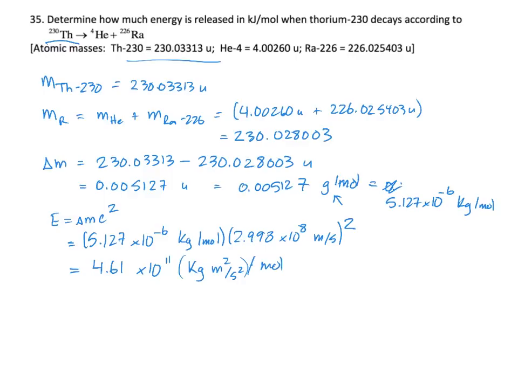Now, a kilogram meter squared per second squared is a joule, so this is equal to 4.61 times 10 to the 11 joules per mole, which is getting us closer to the answer. It wants the energy in kilojoules per mole, so we have to divide that by 1,000. That gives 4.61 times 10 to the 8 kilojoules per mole.